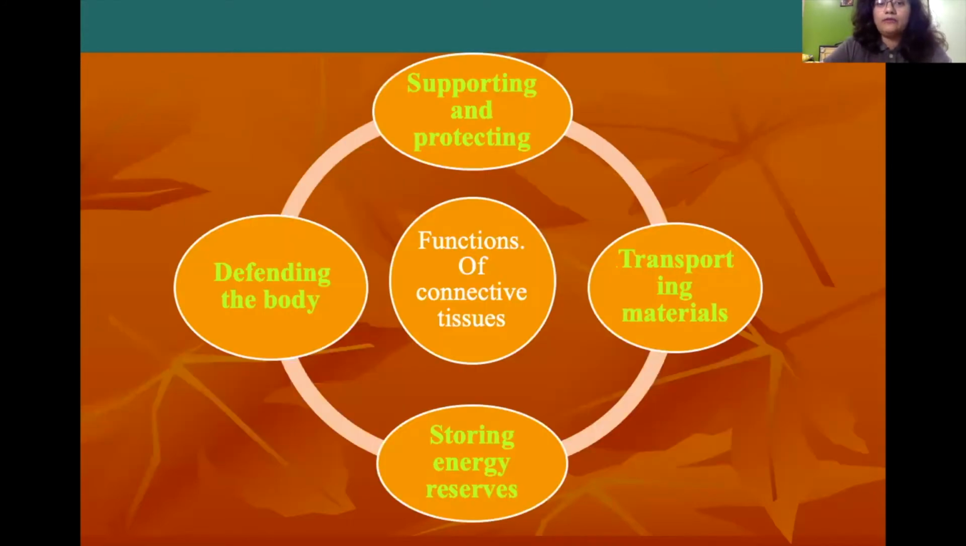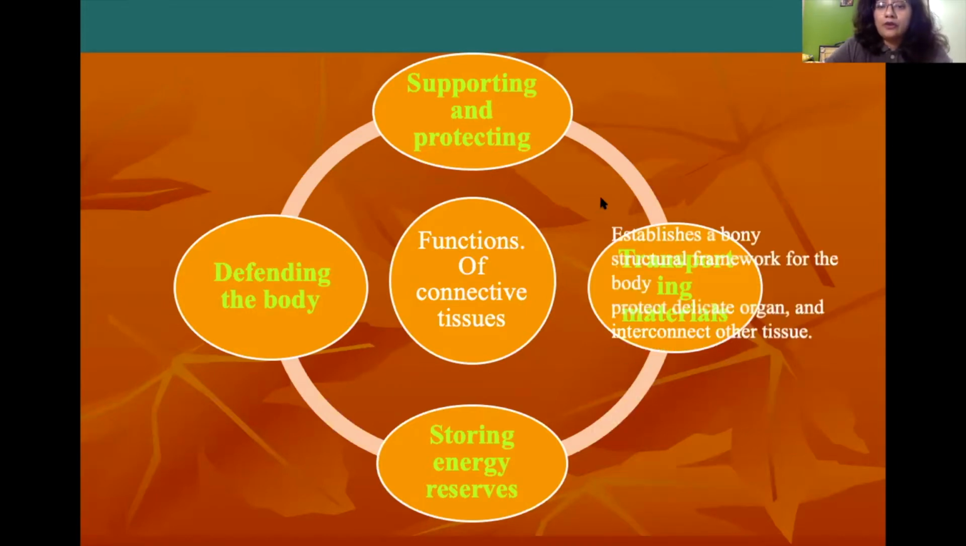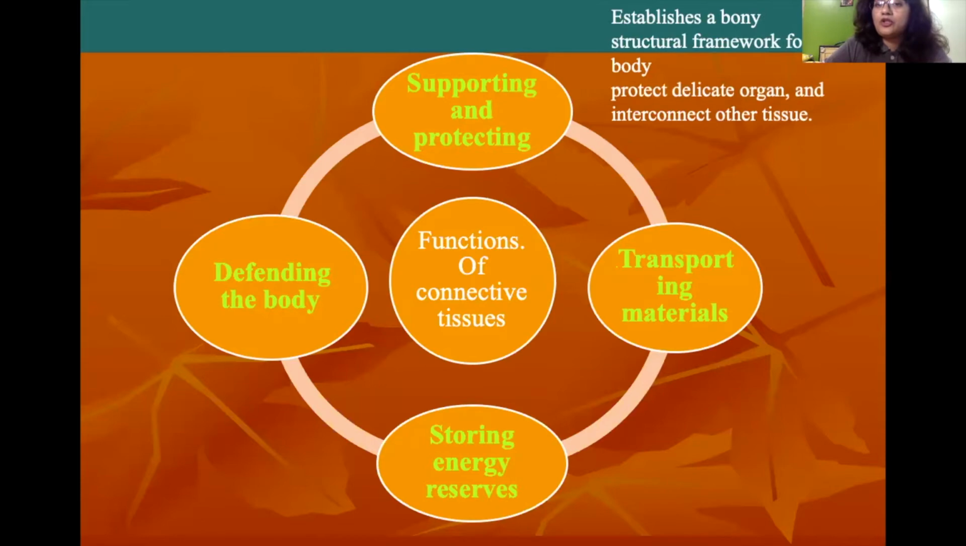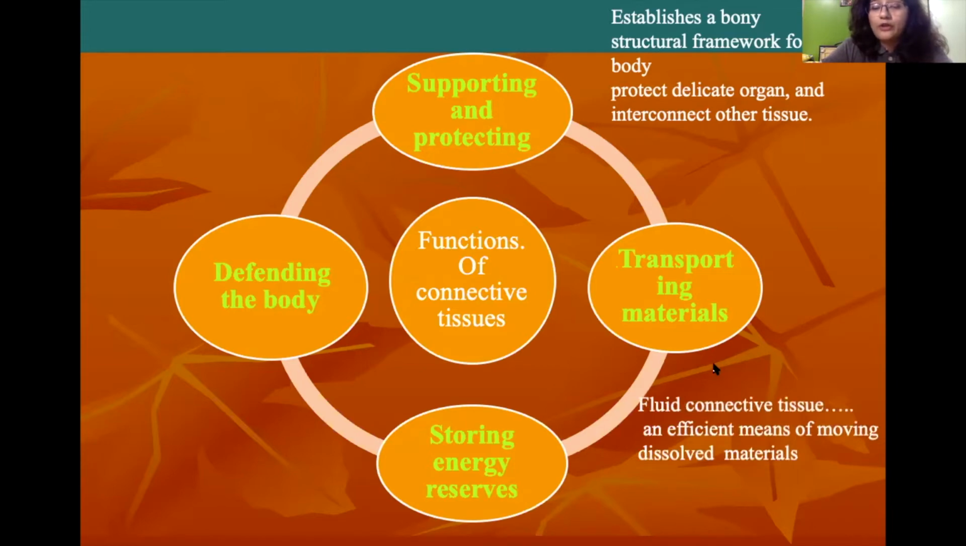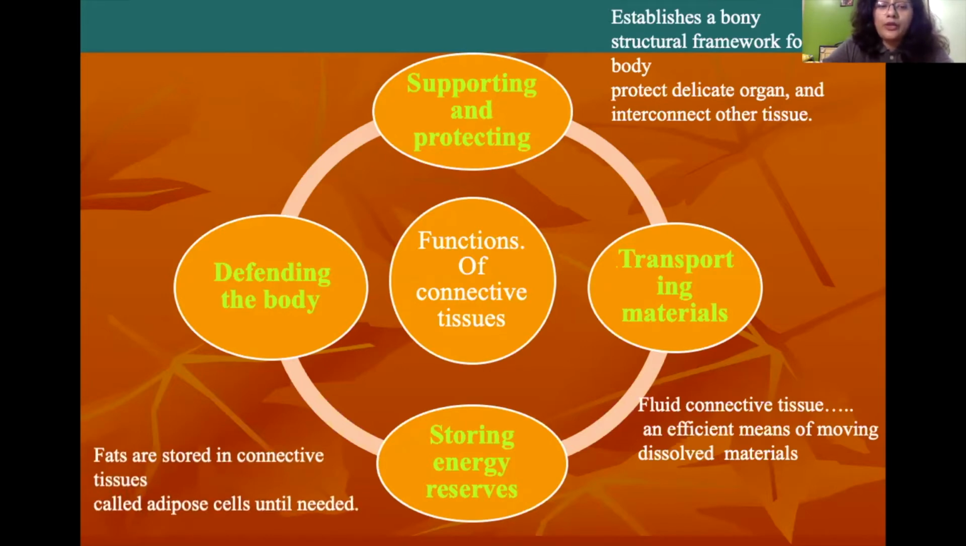Now let's see what the functions of connective tissue are overall. First and foremost, as we all know, it is supporting and protecting. Connective tissues establish the bony structural framework of the body, and that's why they protect delicate organs and other tissue. Now the fluid connective tissue like blood is an efficient means of moving dissolved material. The loose areolar tissue like adipose tissue stores triacylglycerol, which is a concentrated source of energy. So an important function of it is storing energy reserve.